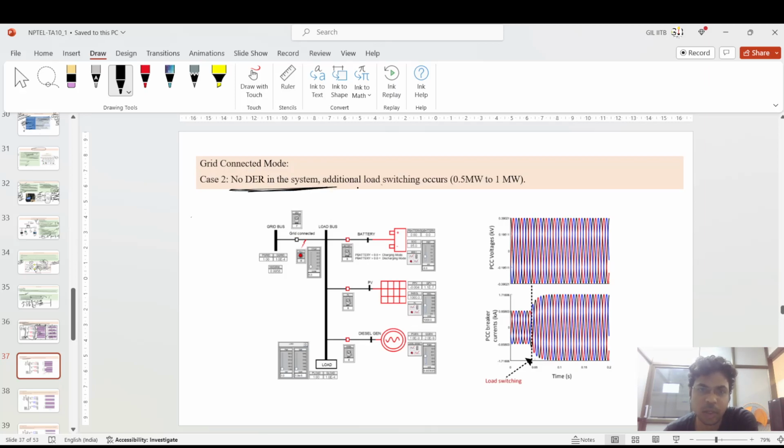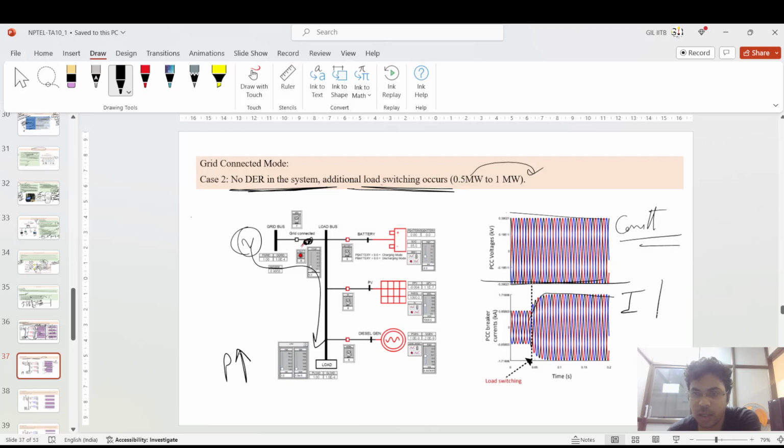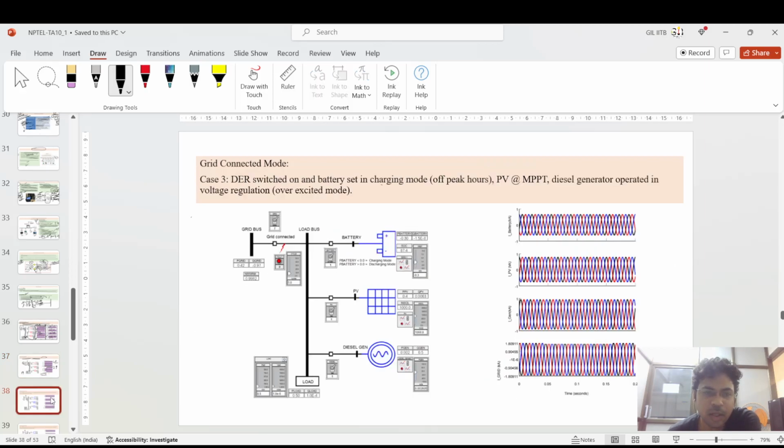And if you see the second case, no DERs, no distributed energy generation, but additional load switching occurs, 0.5 megawatt to 1 megawatt. So if the load increases, power consumption will increase, so the grid has to supply extra power to this load. At this point of this CB, which is connected between the grid and the load bus, the current increased, but the voltage is constant. You see the voltage is constant, but there is a sudden increase in current when the load got switched.